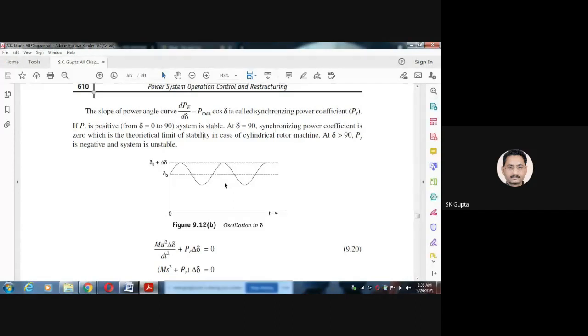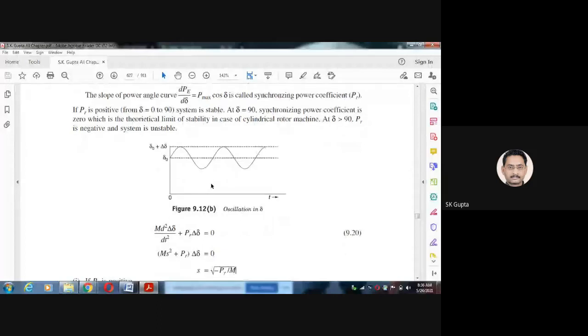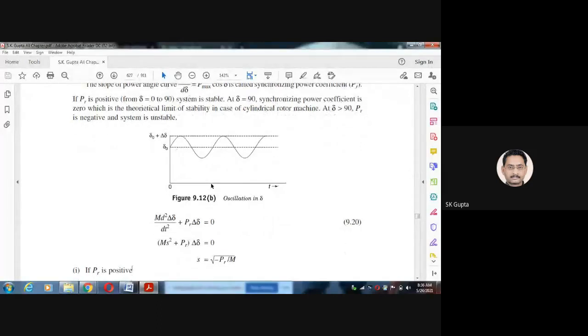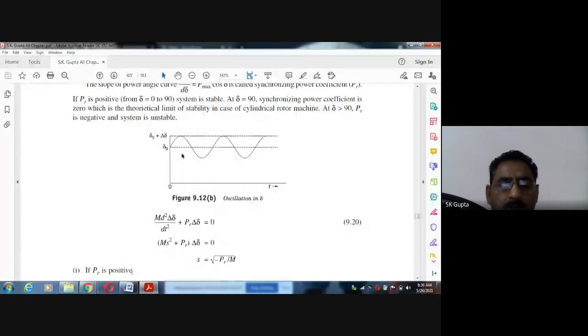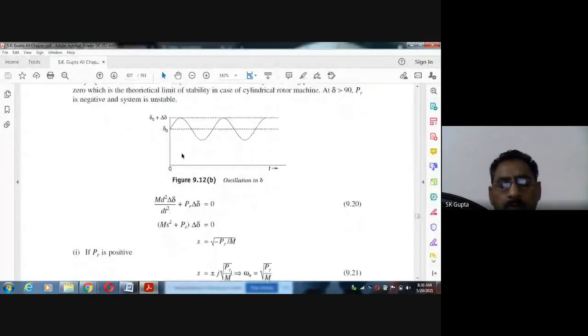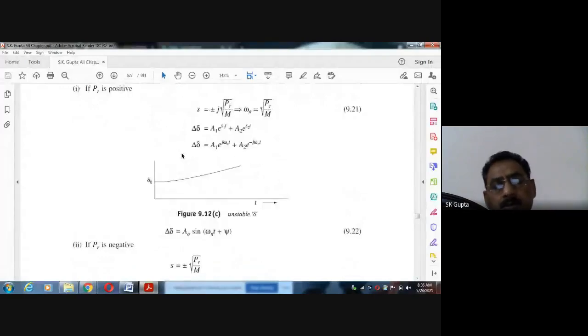So this is about how we can find what will be the magnitude and what will be the frequency of oscillation if a small disturbance came into the system on the stator side. Then, okay, now, is there any question up to now?